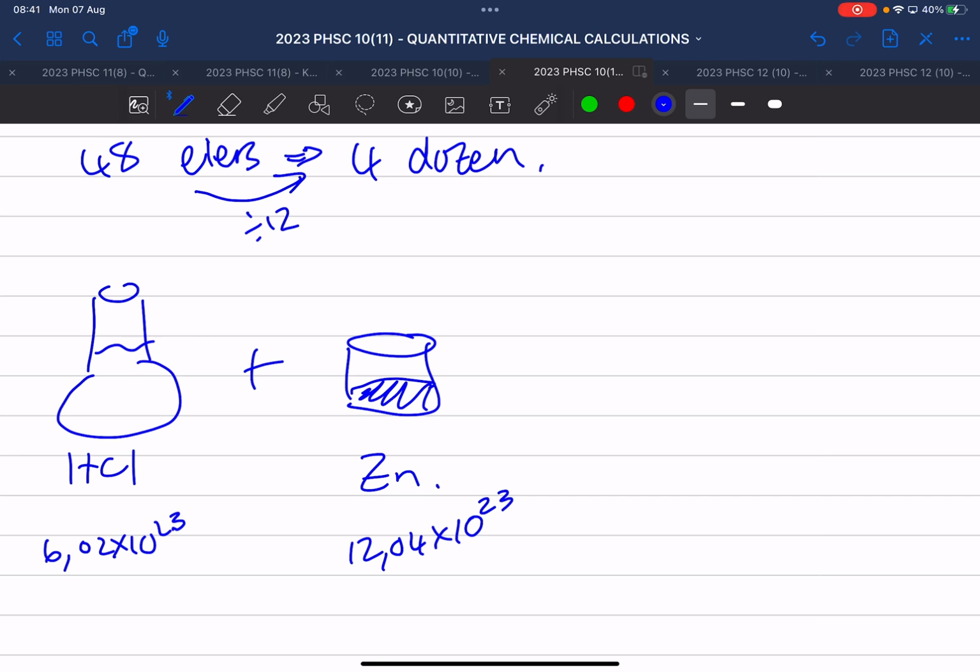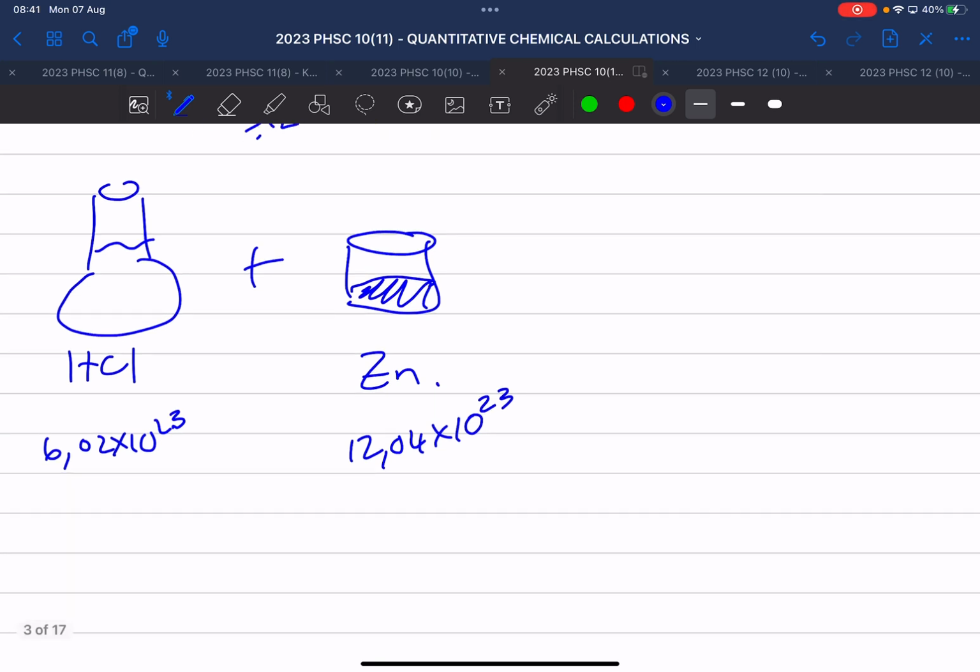Okay, because we are scientists, we are lazy but effective. So instead of saying that, I'm going to say, I'm going to take 1 mole of this, and I'm going to add it to 2 moles of that. So it's much easier.